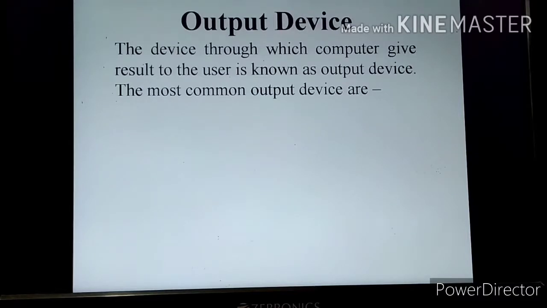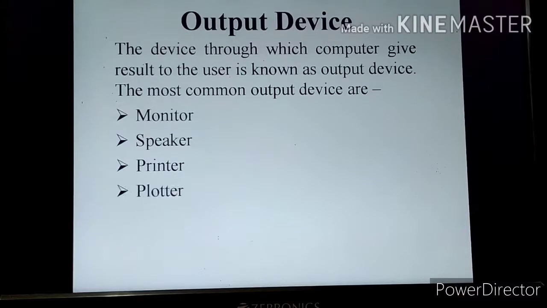Through input devices we can give instructions to the computer, but through output devices the computer gives us results, right? There are different types of output devices. The most common output devices are monitor, speaker, printer, plotter. Let's have a look one by one.